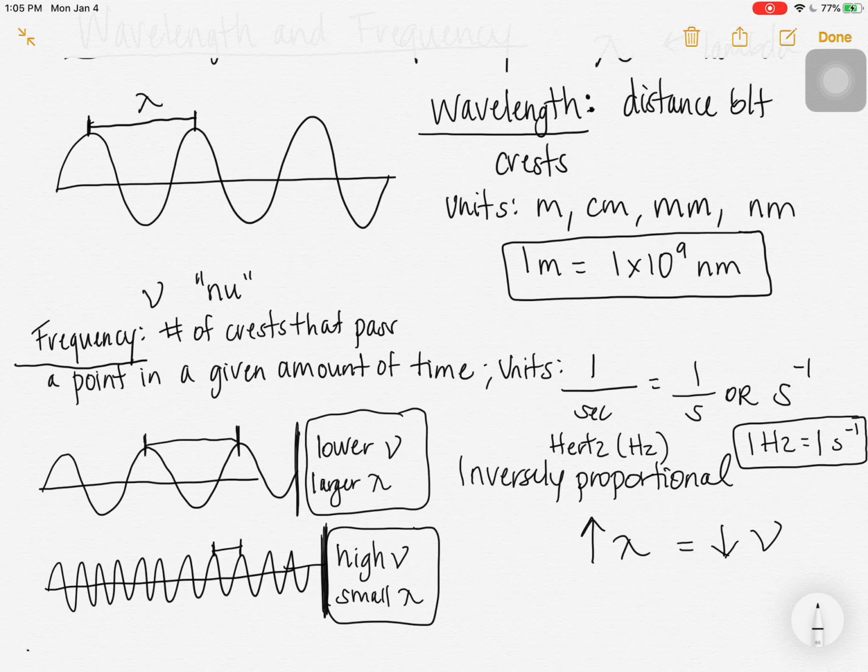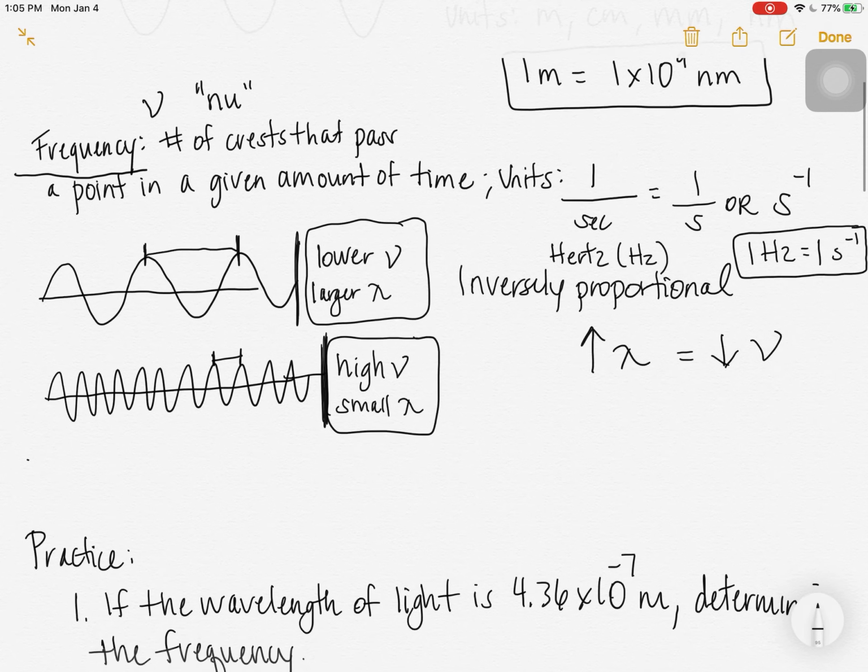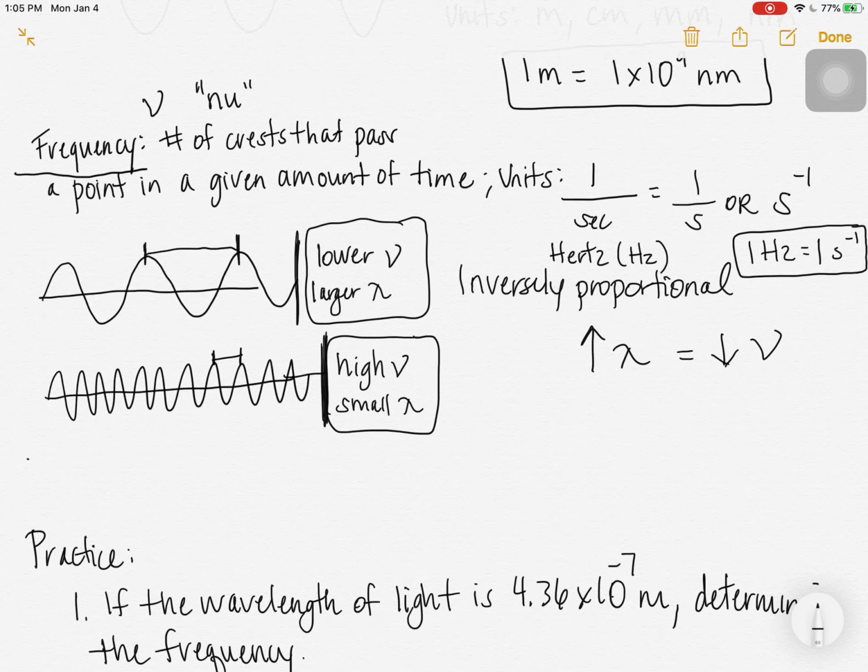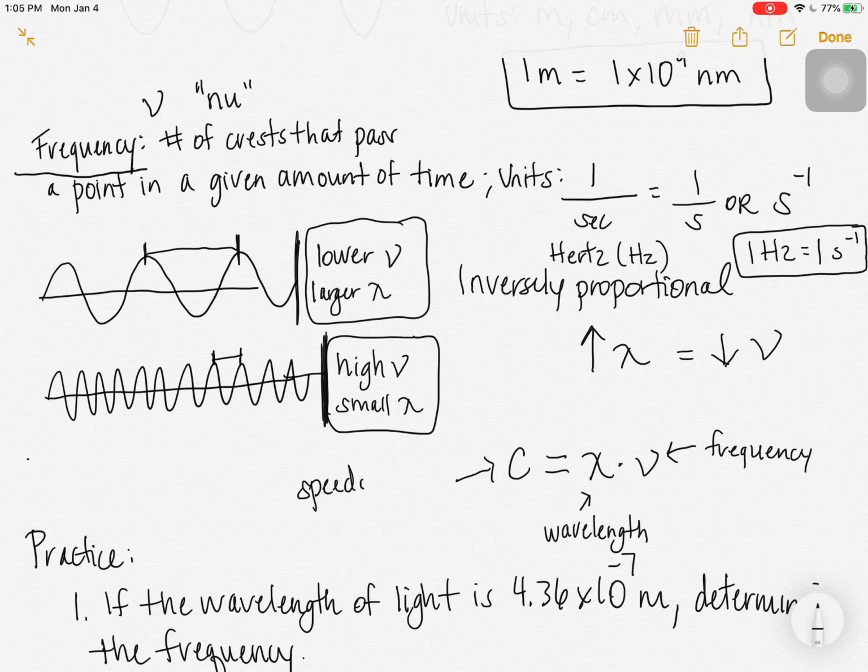Okay, so we've talked about units, we've talked about the definition, we've talked about inversely proportional relationship. So, oh gosh, I did not leave us a lot of room. The only other thing we have to talk about is how are these two really related? And they're related with one little formula, and it says this: C, which we don't know what that is yet, is equal to wavelength times frequency. So I know this is wavelength. I know this is frequency, excuse me. And C is the speed of light.